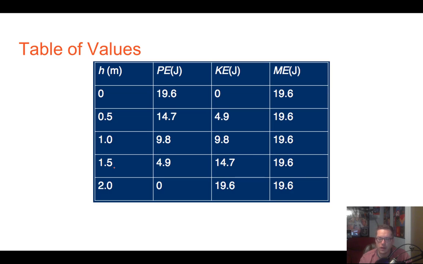I went through and did all these earlier, and did a couple more, plugging them into a spreadsheet so it'd be easier to run with. Remember, our mechanical energy is always equal to the potential energy plus the kinetic energy. So I took this column plus this column and got this value. 19.6 plus 0 is 19.6. At 1/2 meter, I got 14.7 for potential, 4.9 for kinetic, and 19.6. And then 9.8, 9.8, 19.6.